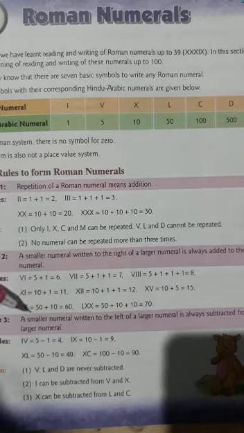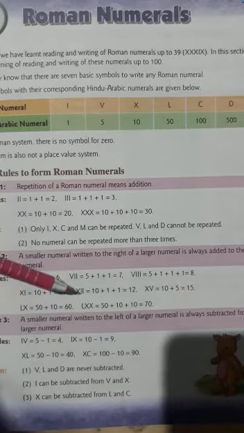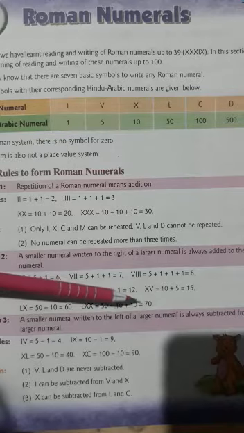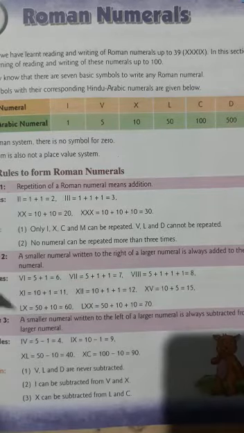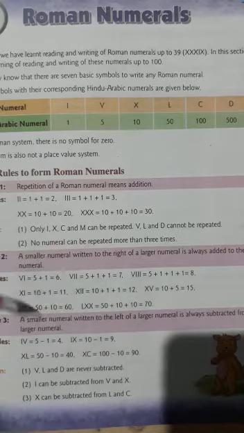L means 50 and X means 10. 50 plus 10 is equal to 60. Okay? L means 50, X, X, 10 plus 10. 50 plus 10 plus 10 will be 70. Okay? A smaller numeral written to the left of a larger numeral is always subtracted from the larger numeral. Okay? See, children?